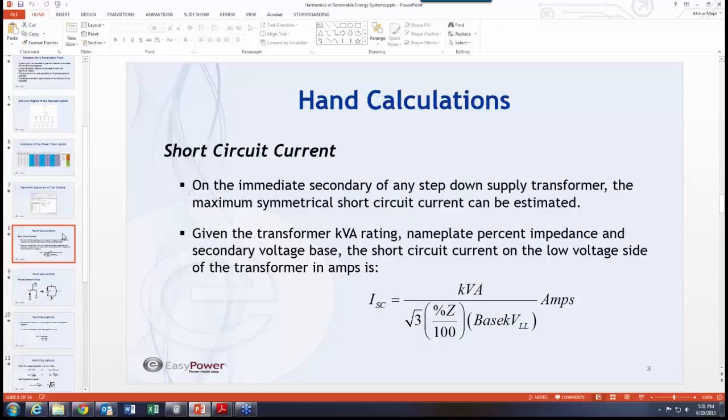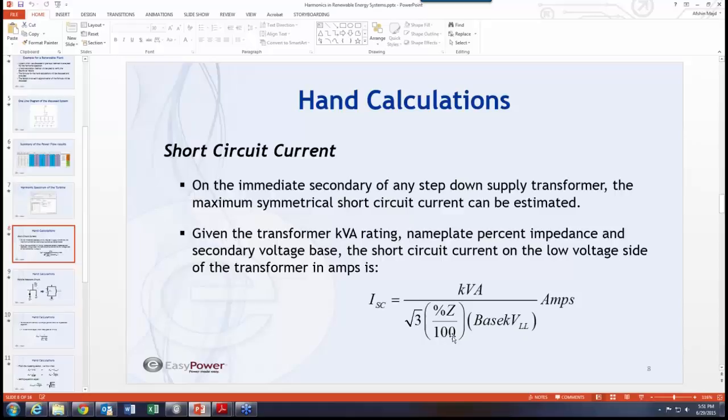But these are pretty well-known formulas that we use for short circuit current and harmonics. For short circuit current on the immediate secondary of any step down supply transformer, the maximum symmetrical short circuit current can be estimated with this formula. We know that if you have a transformer of, let's say, 100 kVA, 10% impedance, this is the voltage of the base kV, which would be, let's say, the secondary of the transformer. That would be your current on the secondary.